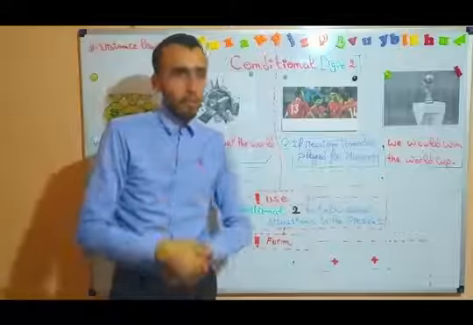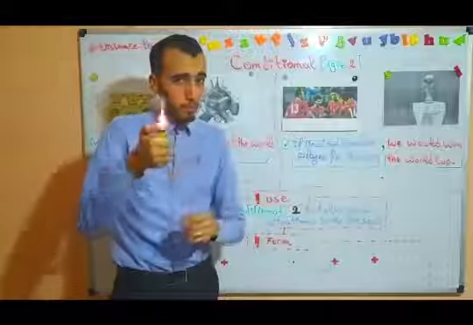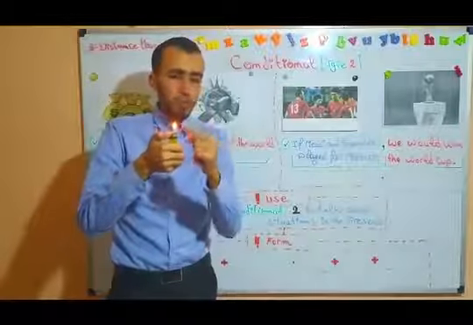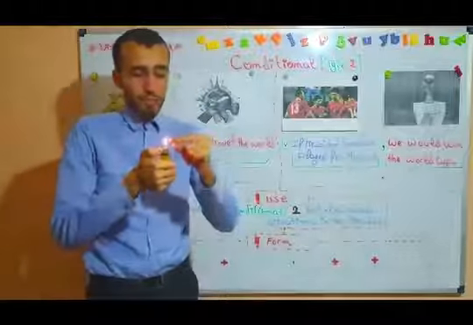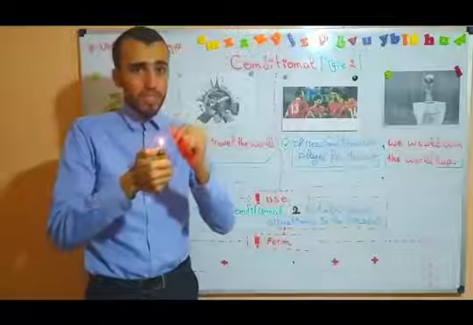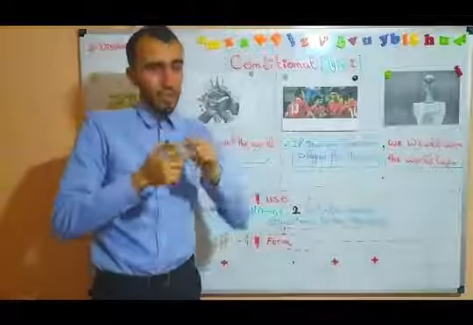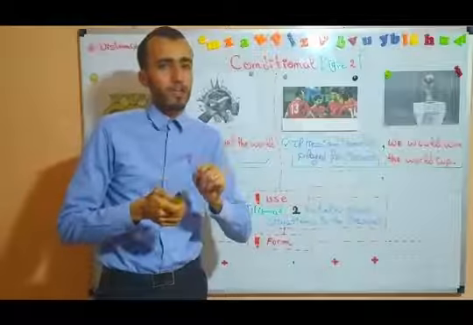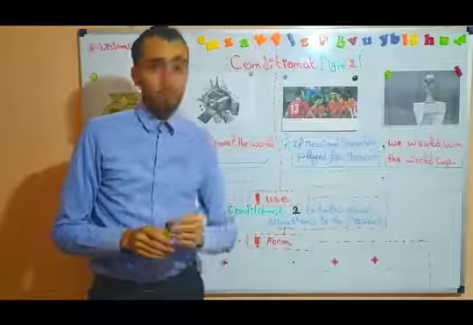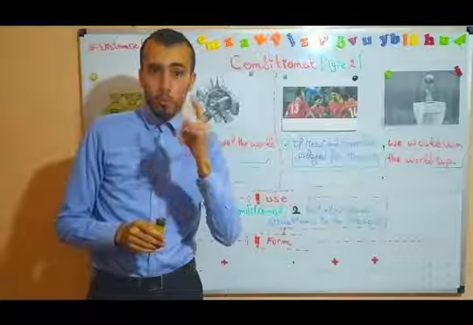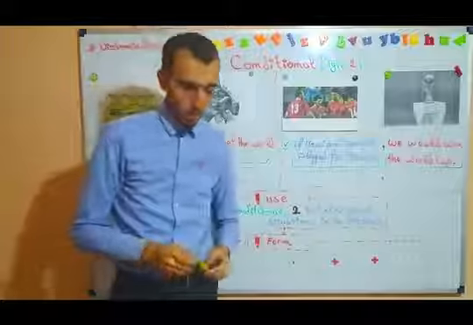An example for conditional type 0 would be: what happens if you touch the fire? If you touch the fire, you get burned. You get burned if you touch the fire. So this is an example we have seen before. It's a general truth. That's why we use simple present in both parts of the sentence.